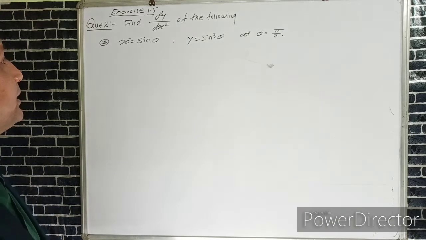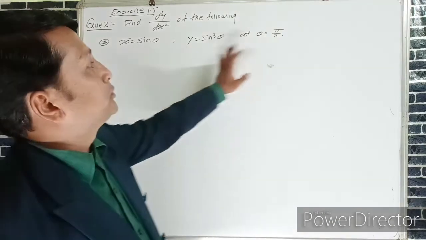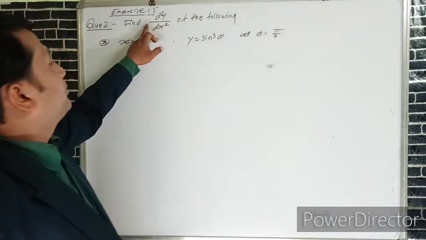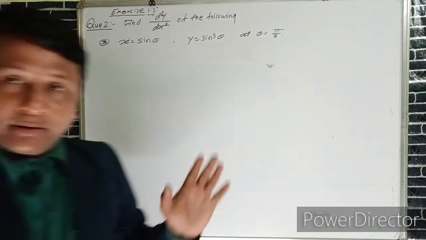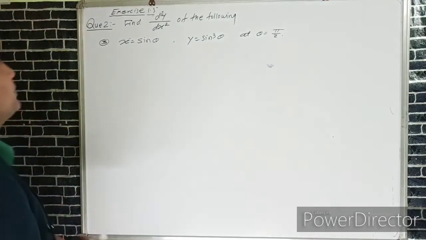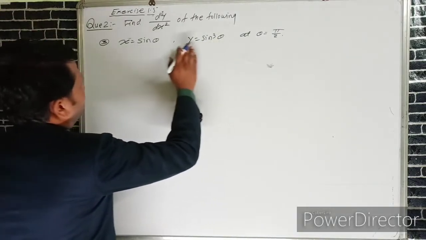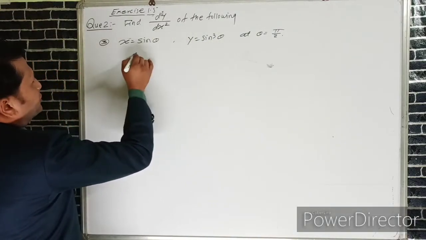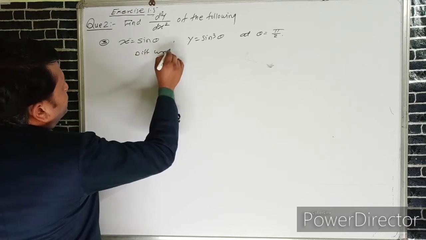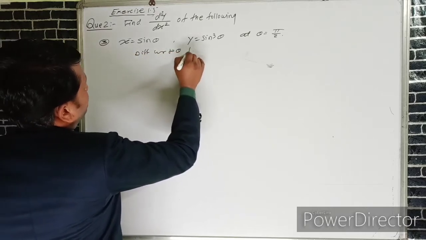Here we have to find the definite value at theta equals pi by 2 of the higher order derivative, or second order derivative, d2y upon dx square. The given function is in parametric form. Here first we differentiate both x and y with respect to theta.